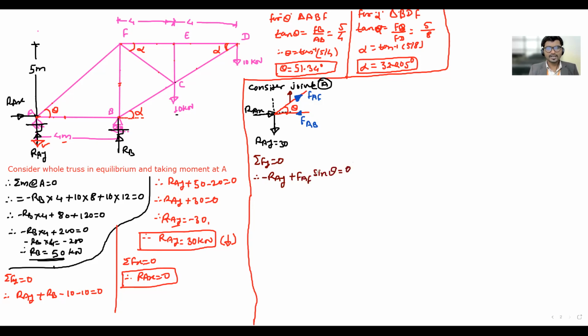There is no other force there, correct? Yes, sir. Therefore we want FAF. I keep it on the left. FAF sine theta, where theta is 51.34, equals minus RAY. When it goes to the other side it becomes plus. Therefore FAF equals RAY, which is 30, divided by sine of 51.34. So how much is it? 38.418. 38.418 kilonewtons.